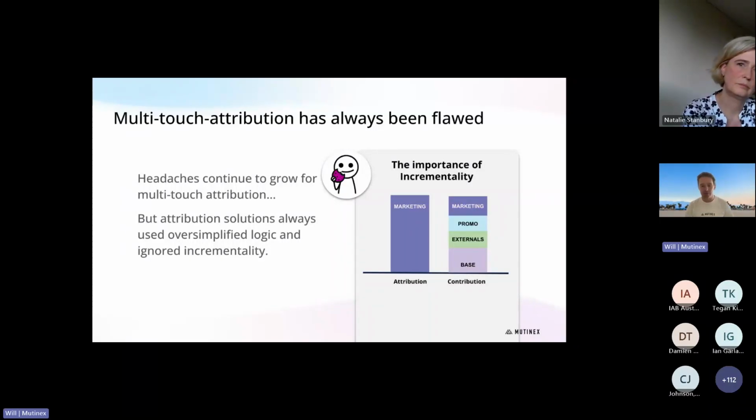So the inherent problem we have with attribution, and many of you would have seen these kind of charts before, is that in attribution, marketing can be given the full credit for a sales outcome if there's been an associated exposure to a customer. But actually, we should be looking at the contribution of media, and that's when we're looking at the incrementality of media. So we know that some sales would have occurred with or without that ad exposure to Roger.